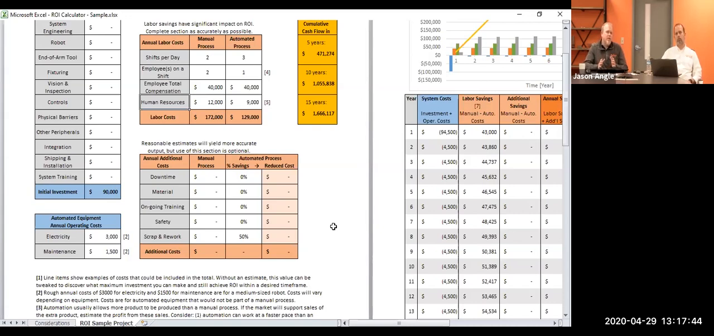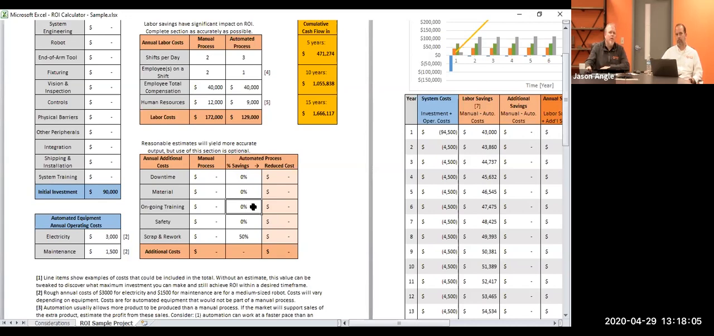This is where you would fill in something like the case I mentioned earlier, where the company that's working with glass has $10,000 a year in PPE costs. That would directly go under safety. And then in the next column, you put in a percentage of the cost savings when you automate that process.